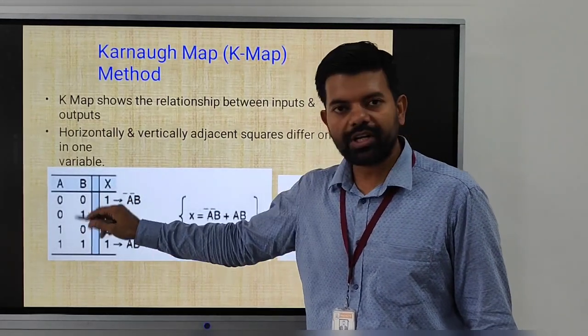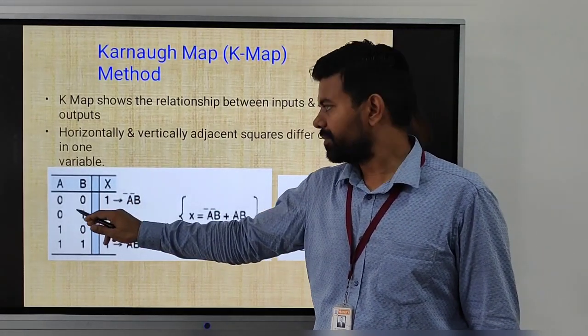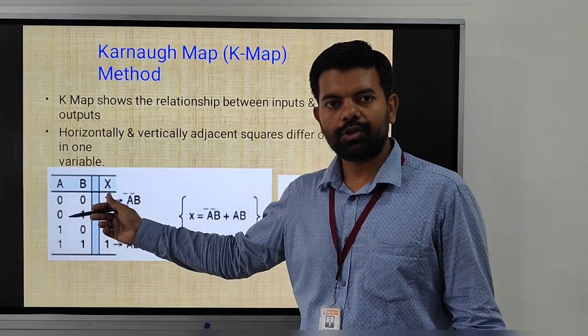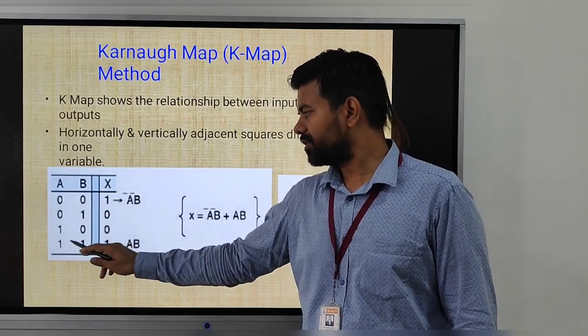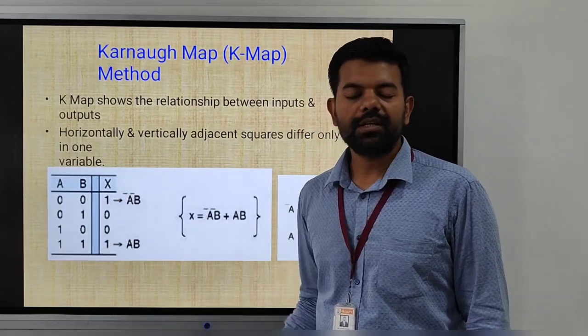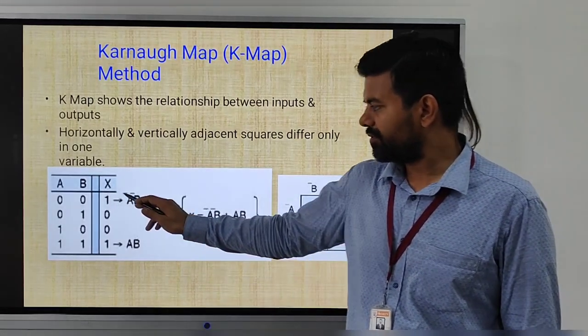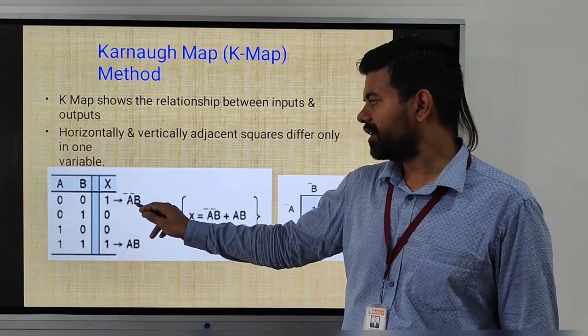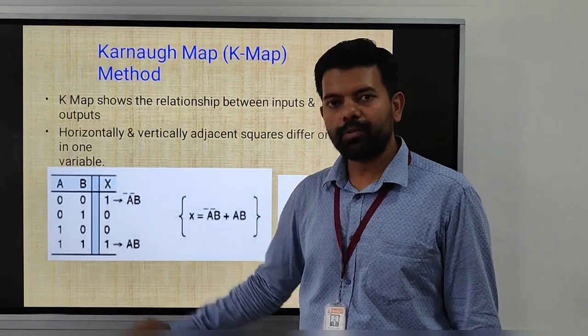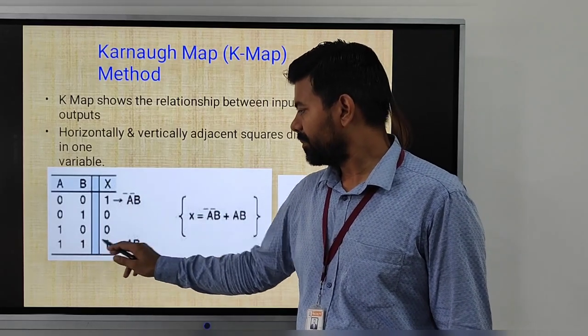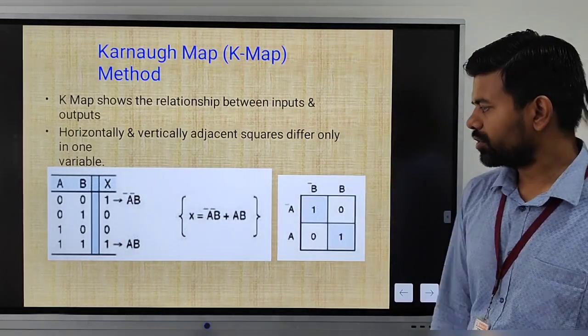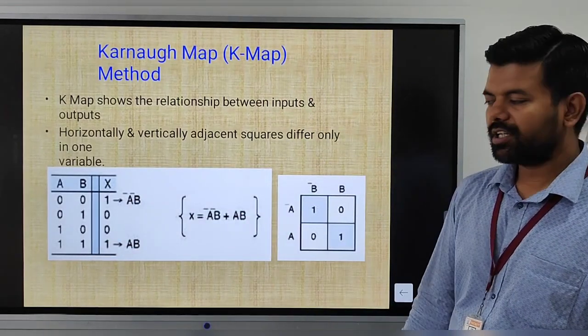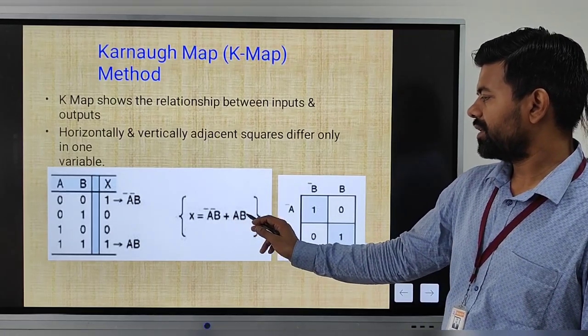This is the two variable truth table with four possible inputs: 00, 01, 10, 11. Take some random output: 1, 0, 0, 1. How do we write it? A bar B bar, because A and B are both 0, and A B, because A and B are both 1. So the Boolean expression is A bar B bar plus AB.